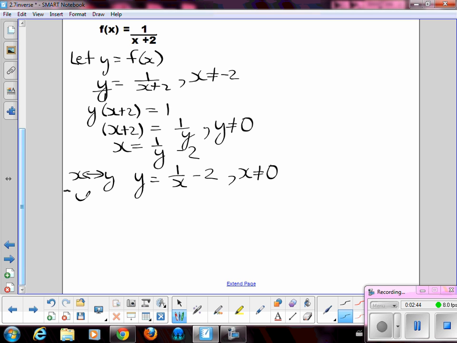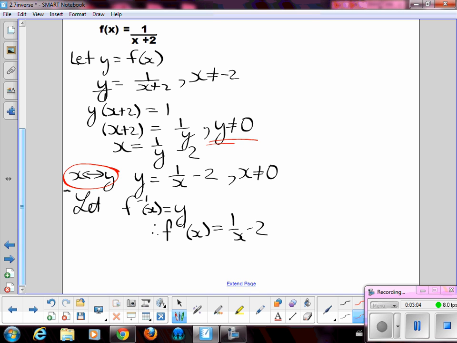I let f inverse of x equal y, and I'm left with f inverse of x equals 1 over x minus 2. Up to the point just before you did the switcheroos, all those restrictions relate to our original function of f of x. Anything after that has to do with the inverse. So this refers to the inverse.